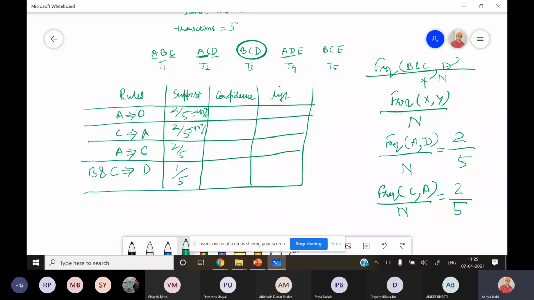Now calculate the confidence. What is the formula for confidence? Frequency of X, Y upon frequency of X, the frequency of the first item. So for A implies D, frequency of A, D divided by frequency of A. The frequency of A and D is again 2, as in the support, divided by the frequency of A. A appears in the first transaction, second transaction, and fourth.